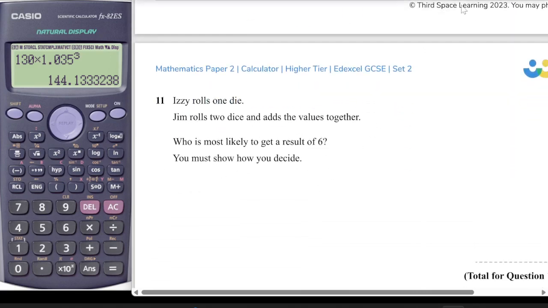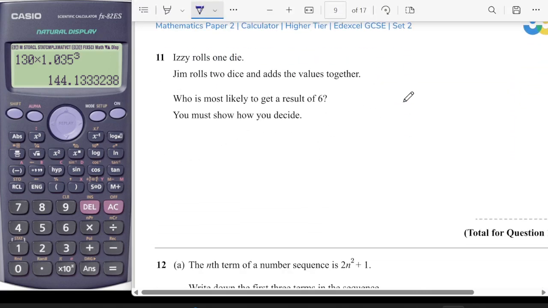Okay, question 11. Izzy rolls 1 dice, Jim rolls 2 dice and adds the values together. Who is most likely to get the result of 6? I found this a really interesting question. I was doing this with a student the other day.